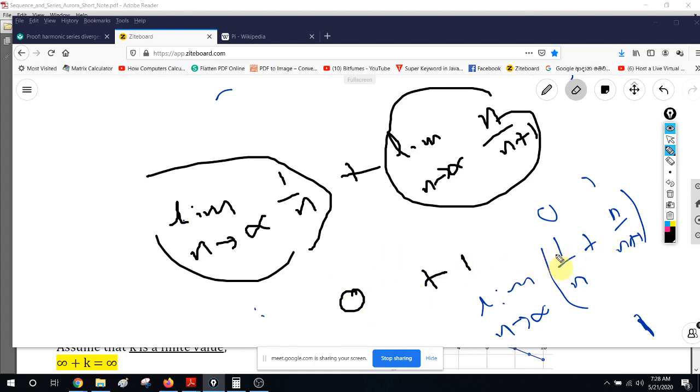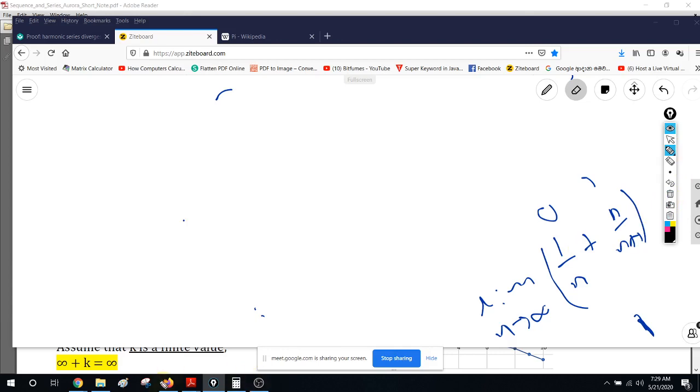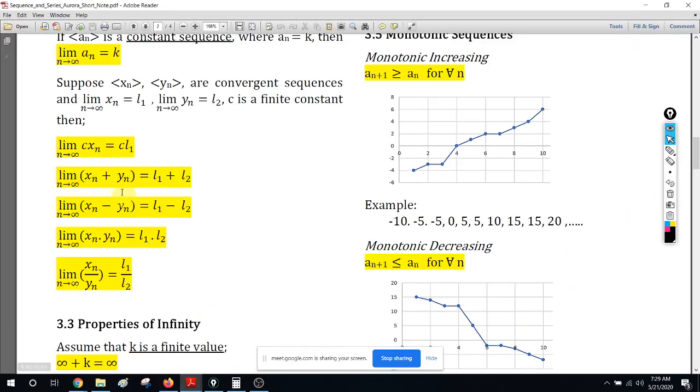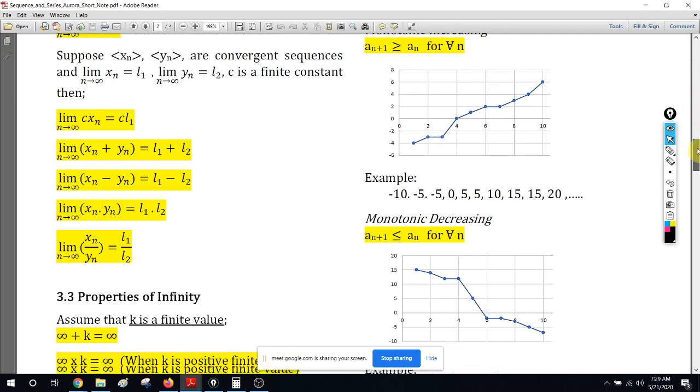So you can separate this out into two limits, because it makes sense. That is exactly what this rule is talking about. This is basically limit of xn plus limit of yn, so L1 is this one. You can separate it out. Likewise for subtraction, multiplication, division. Take some examples and see for yourself. Then the properties of infinity.